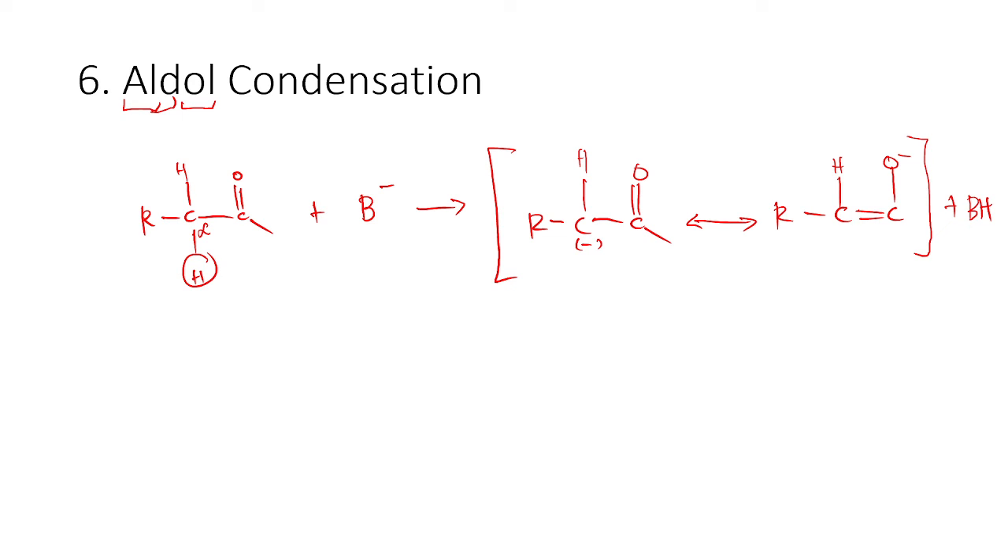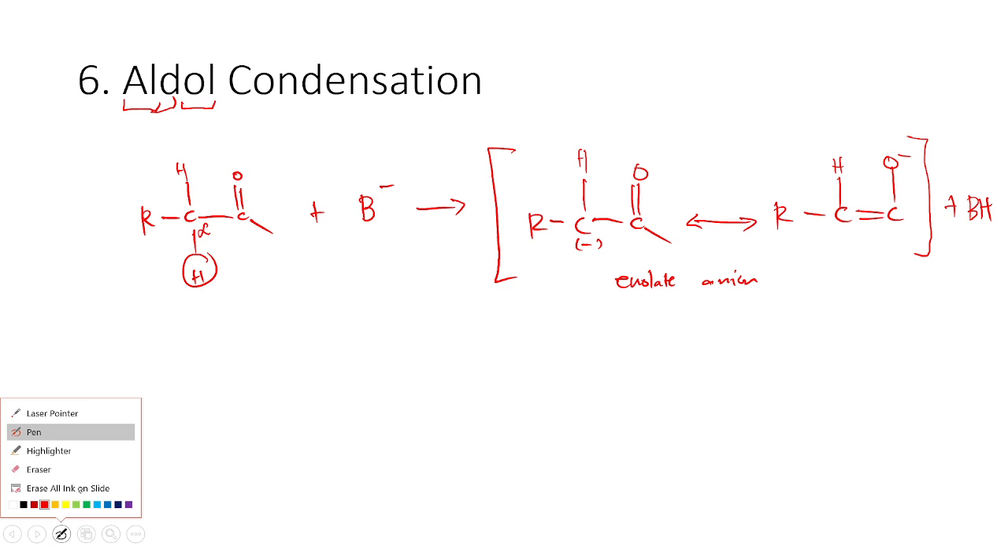So, in that scenario, because our alpha hydrogens are acidic enough to be removed by bases, we can have what we call enolate ions. So, what can we do with our enolate ion? If you have your enolate ion and you add that enolate ion to other aldehydes or ketones, what may happen?